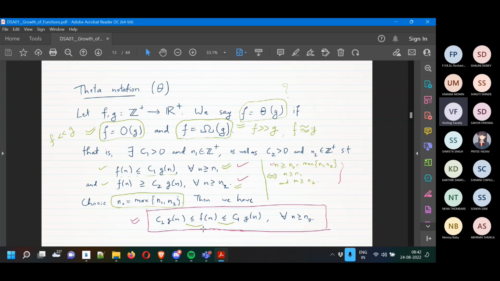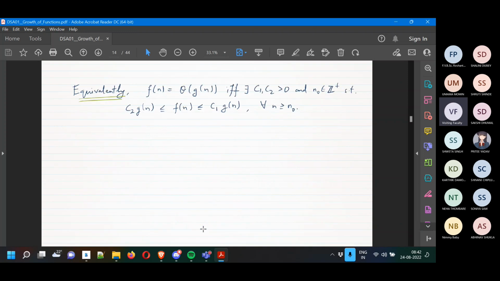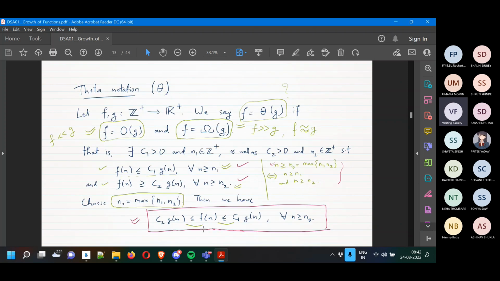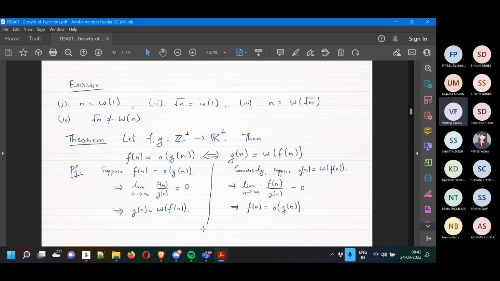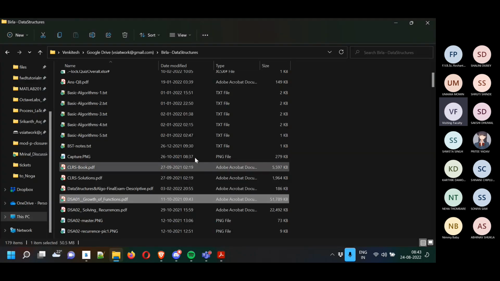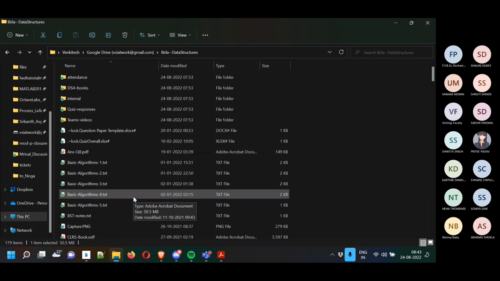So theta notation is something else. So we'll do the theta and the rest of the stuff next time. Okay, so today's class is only about big O, little o, big omega, little omega. That's all. Okay, so this is what it was. Now let me take you through the book and let's look at some more examples.